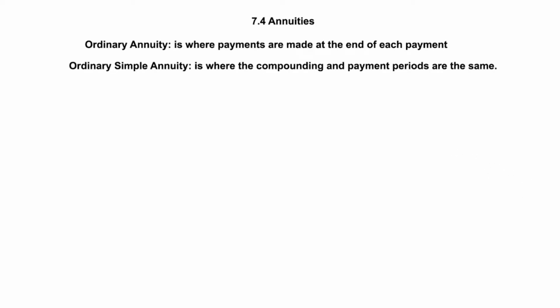There are ordinary annuities. This is where the payments are made at the end of each payment period. And there are ordinary simple annuities, and that is where the compounding and payment periods are the same.